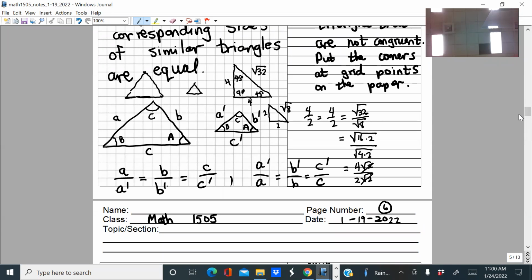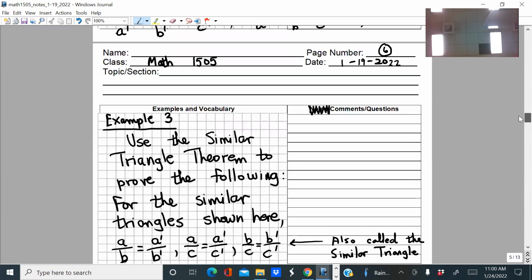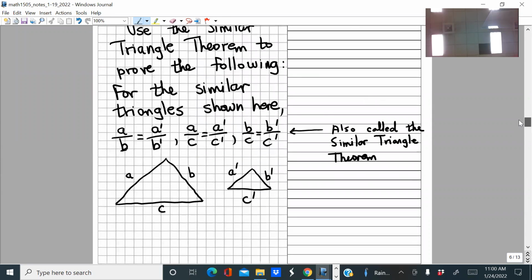Likewise, if you have similar triangles and you take the ratio of sides in the same triangle, for instance A divided by C, that would be the same as A prime over C prime. Or if you take A divided by B, that would be the same as A prime over B prime in this triangle.